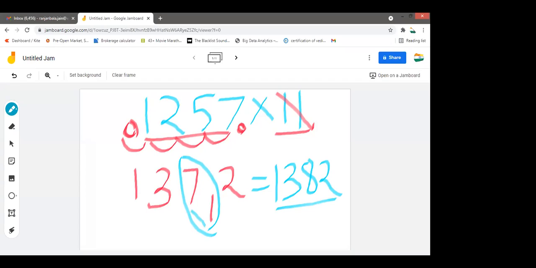7 and 1 are added together. Why? Because 5 plus 7, 12, and 12 is more than 9. So what I'm doing, I'm writing like this, and this one will be added with the next digit. So next is 7. So 7 plus 1 are added together. So I'm getting 8. And 1, 3 and 2 are written as it is. There is no change in that. Clear? Should I go further? Okay, so do one more problem.